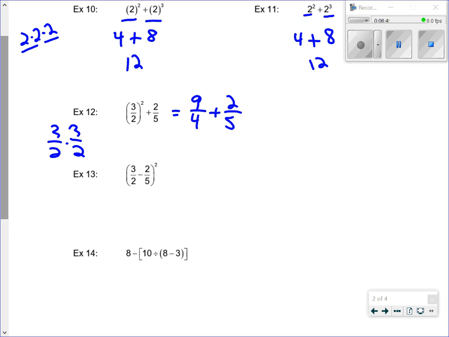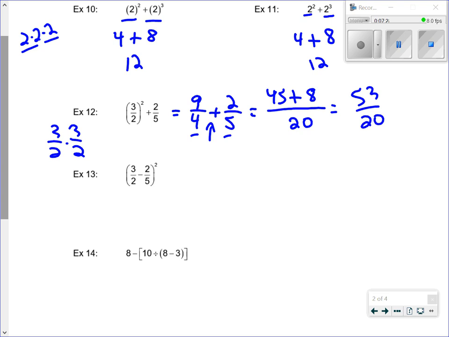Now your homework from the previous night was to practice your fraction arithmetic, so I'm going to remind you how that works. We're going to get a common denominator. The common denominator for 4 and 5, 4 times 5, is 20. I'm going to put a plus here because there's a plus right there. And then we say 9 times 5, which is 45. And we say 4 times 2, which is 8. And then we add the numerators together. 45 plus 8 is 53 over the denominator of 20. Check for reducing, but do not change that to a mixed number.